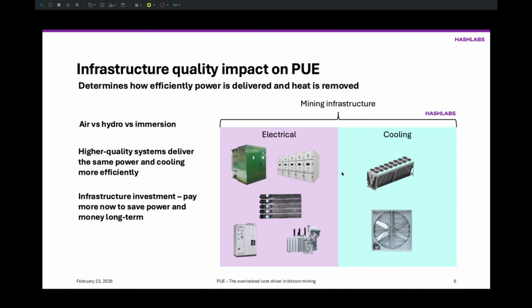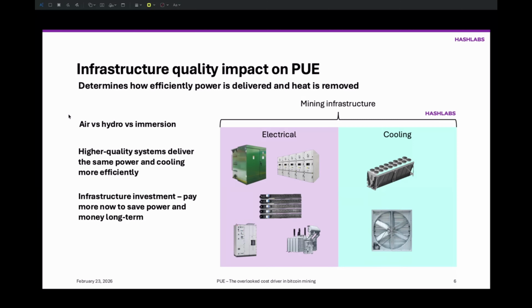And as well, we can also talk about air versus hydro versus immersion. Air cooling, I would say, is a less efficient way of cooling because you are just pumping air through the machines. With direct-to-chip hydro cooling, you can directly and more precisely cool the machine, and thereby you can avoid some of this air being wasted and not really used for cooling, having uneven cooling of the machines, etc.